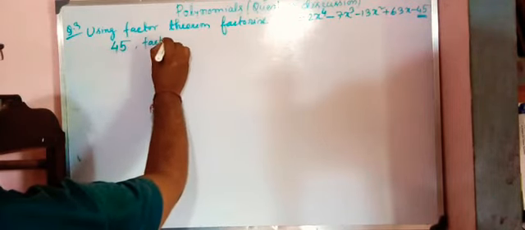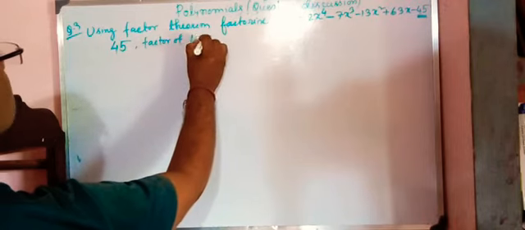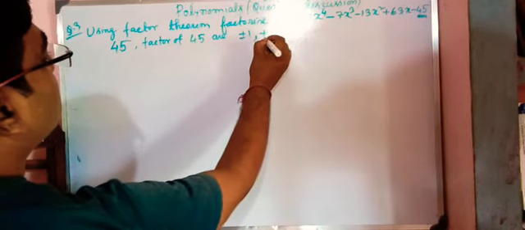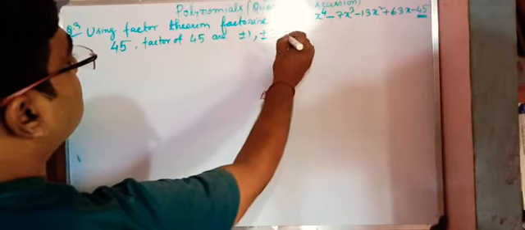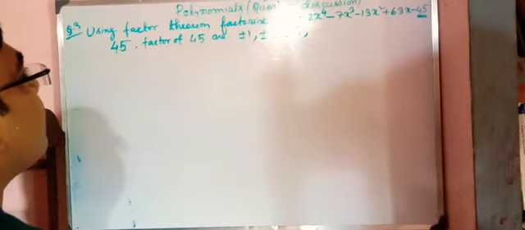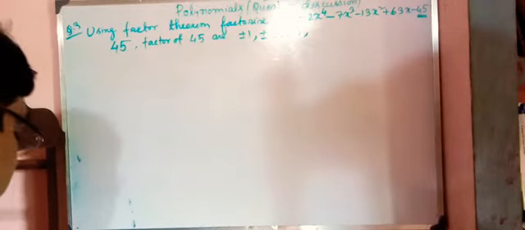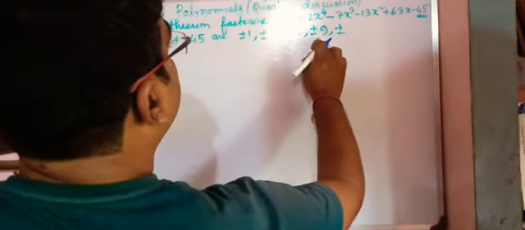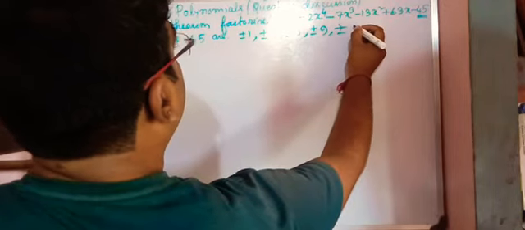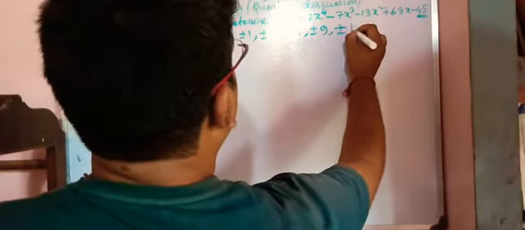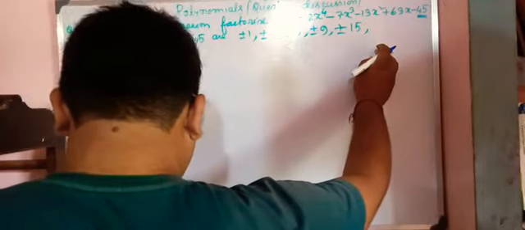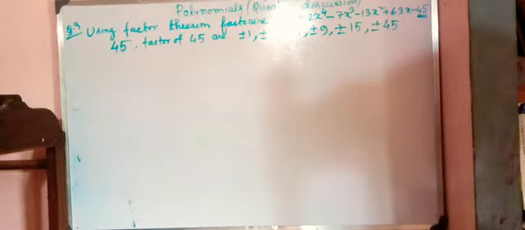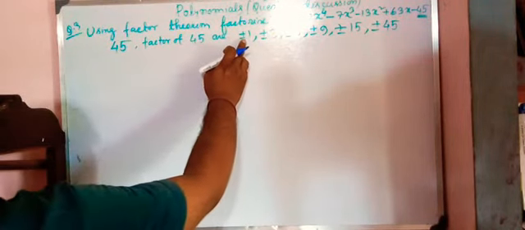So 45 first we take, then factors of 45 are plus minus 1, plus minus 3, plus minus 5, okay, plus minus 9 also, plus minus 15 and plus minus 45. Understood? Now first we should take plus 1.